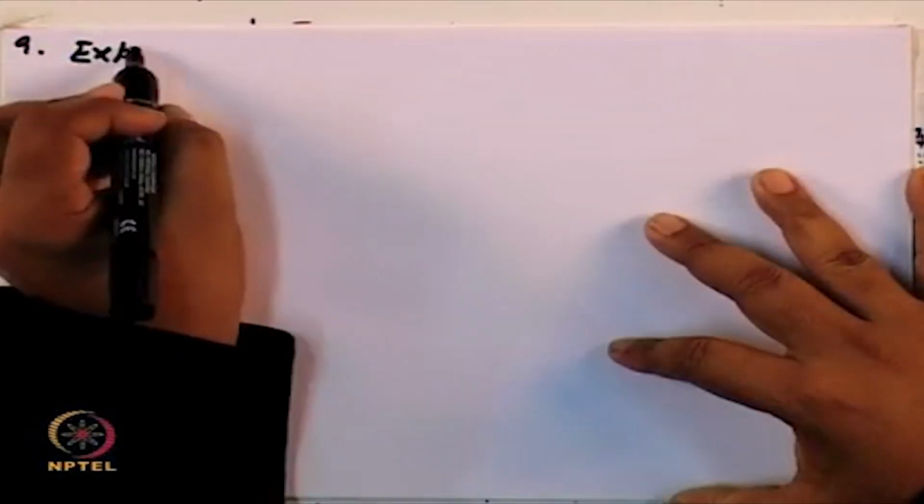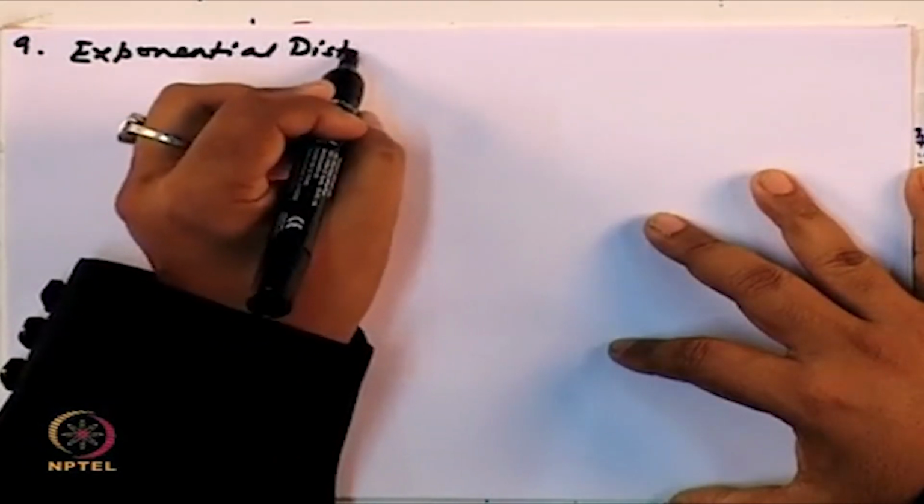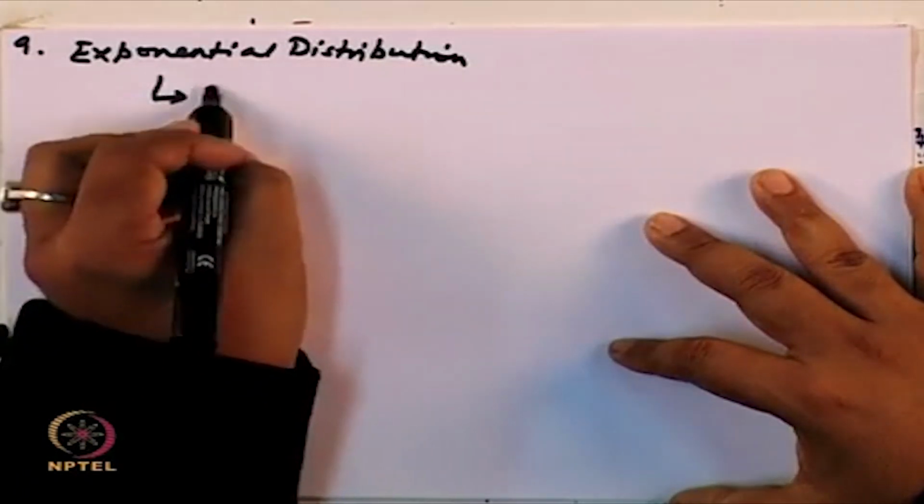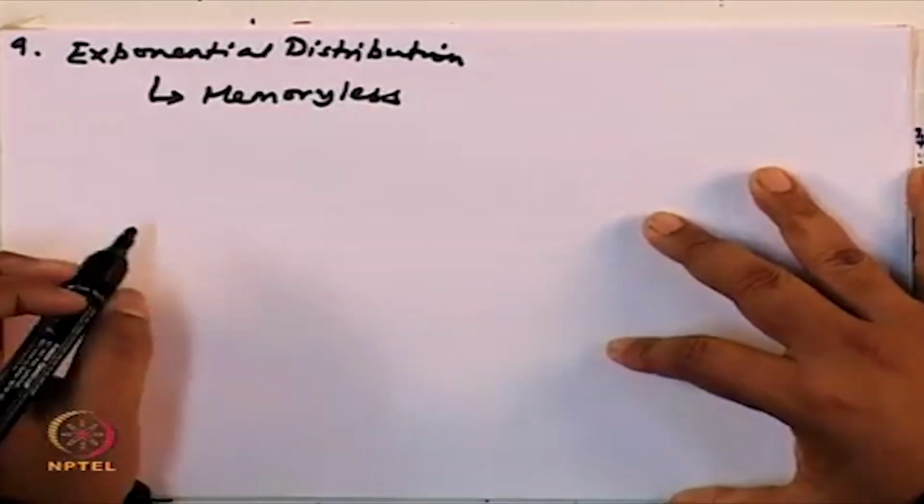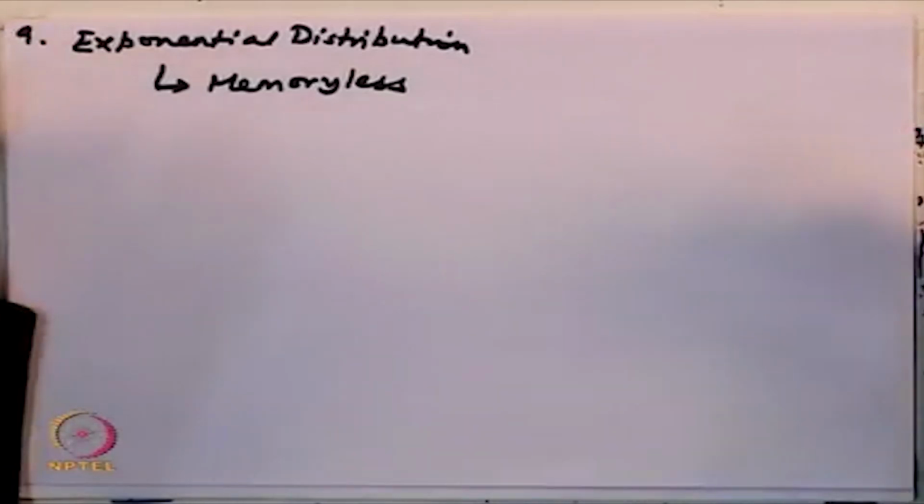So, this is slide number 9. One very important property of exponential distributions is that this distribution is memoryless. In other words, let us take a case where we are considering the lifetime of a battery of a car or the lifetime of a disk and so on.